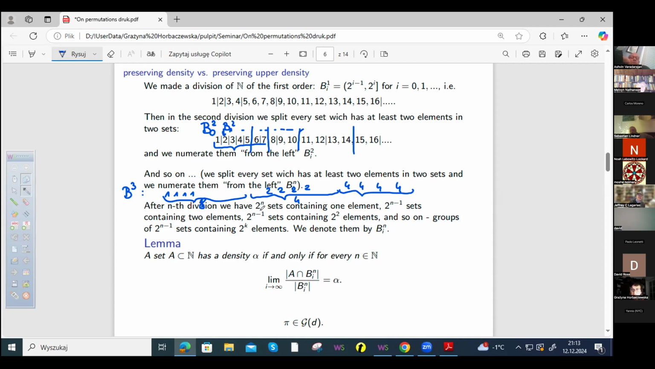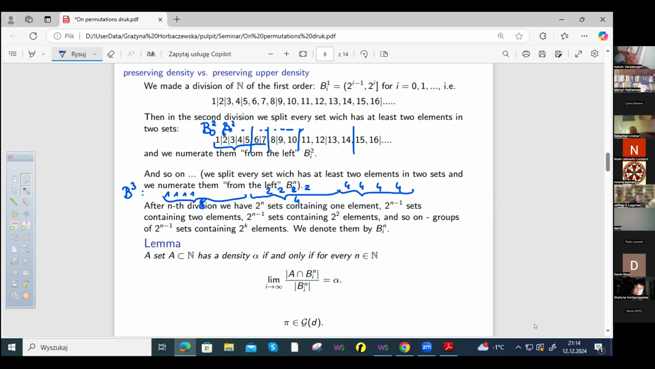After the nth division, we have 2 to the power of n sets containing 1 element, and then 2 to the power n minus 1 sets containing 2 elements, and the same number of sets containing 4 elements, and so on. So we receive here groups of sets. Each group consists of 2 to the power of n minus 1 sets, and each set in this group contains 2 to the power of k elements. And after each division, I make this notation that I enumerate them from the left.